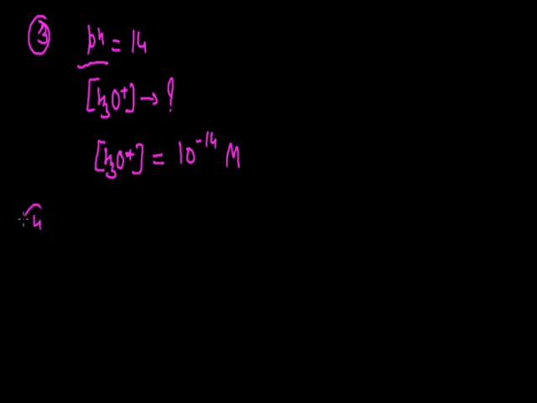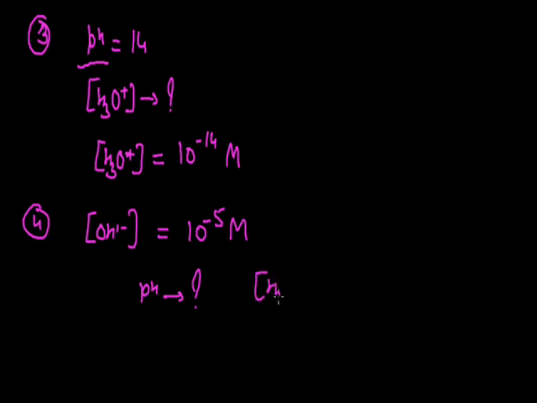Now, in case they don't provide the concentration of hydronium ion and they provide the concentration of hydroxide ion, such as if the concentration of hydroxide ion is given as 10 power minus 5 mole per liter and you are asked to calculate the pH for this solution. For the calculation of pH, we require the concentration of hydronium ion, which is not given here. Instead, they have provided the concentration of hydroxide ion.